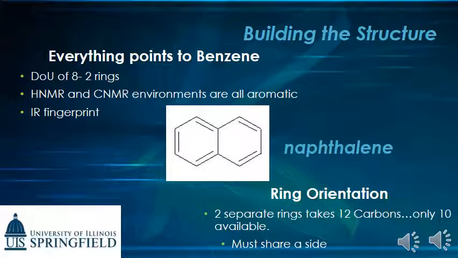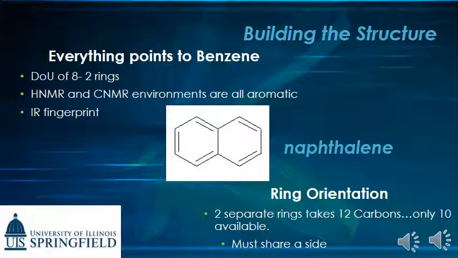Now we can start trying to build our structure. So the first thing we're going to want to note is that everything points to benzene. If you remember, our degrees of unsaturation were 8, which meant that we most likely had 2 benzene rings. Our proton NMR and carbon-13 NMR environments were all aromatic, and we had a lot of aromatic tendencies from our IR fingerprints.